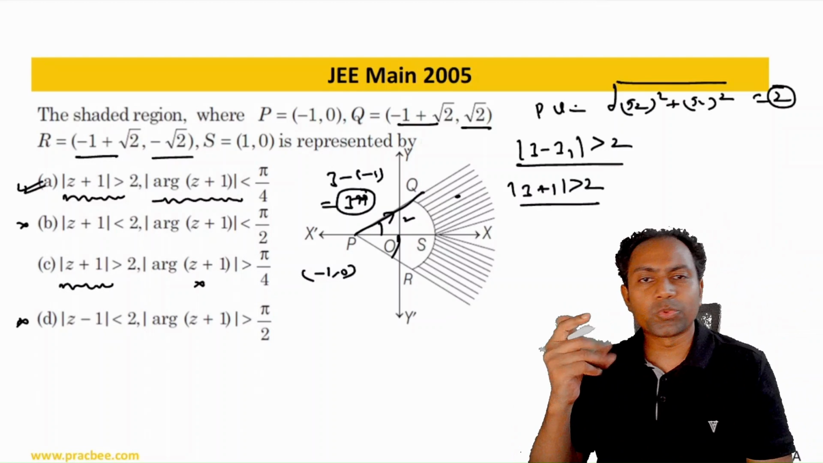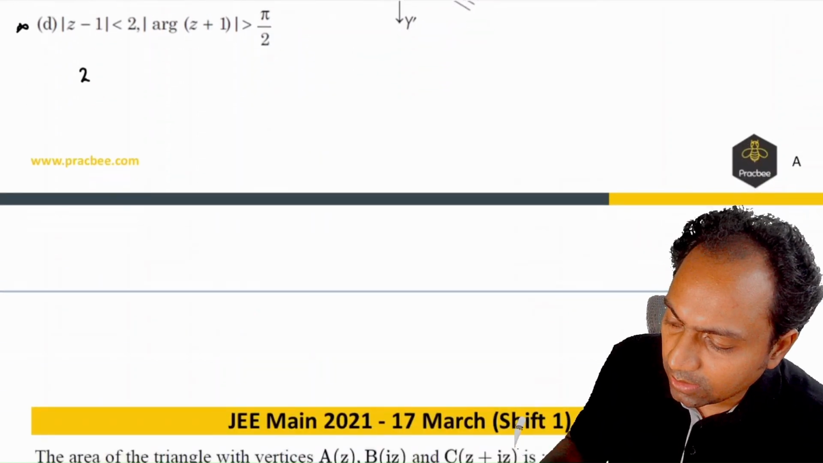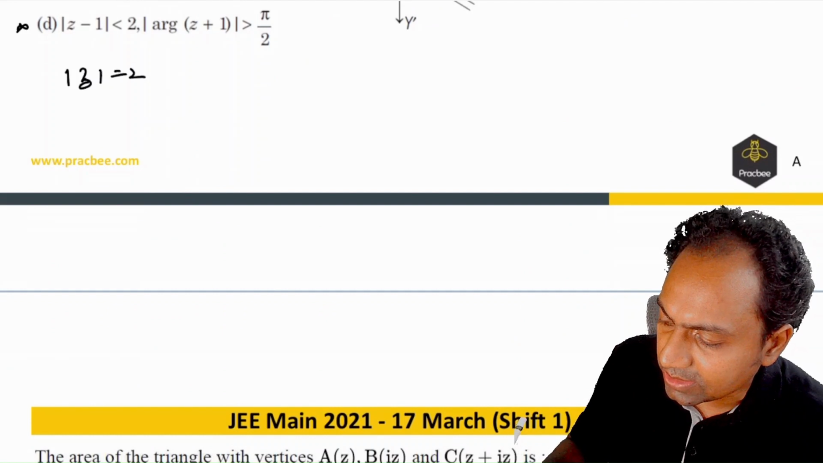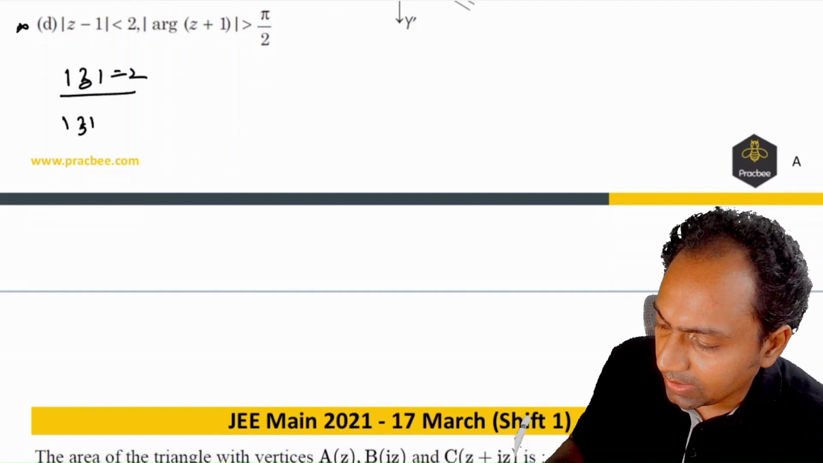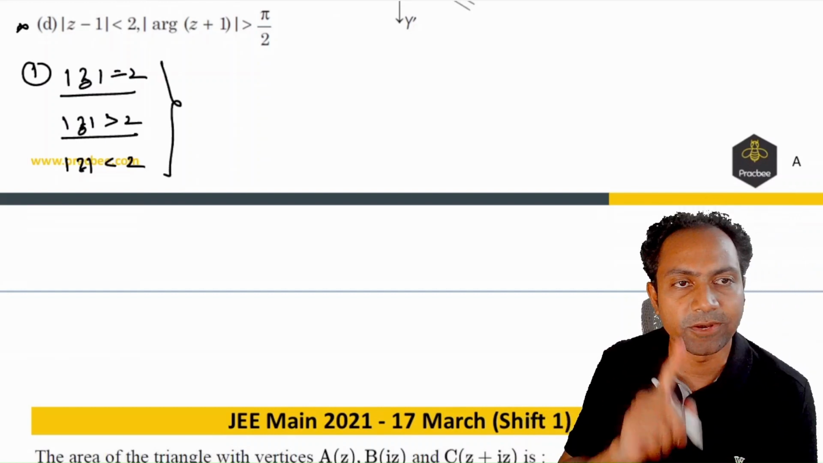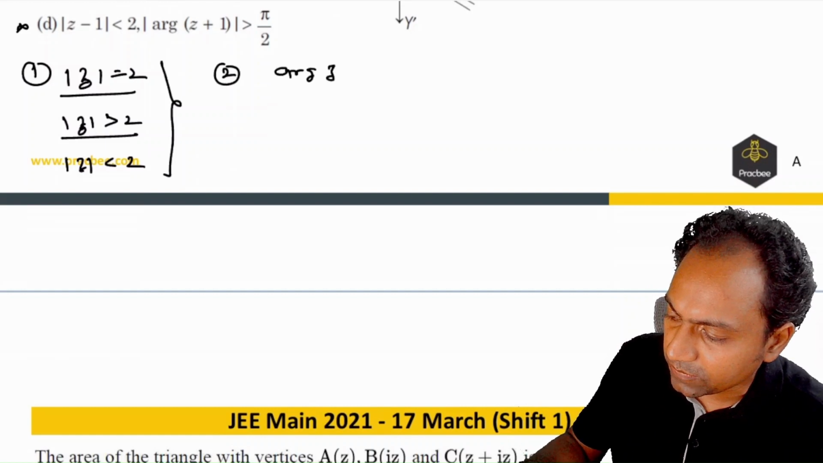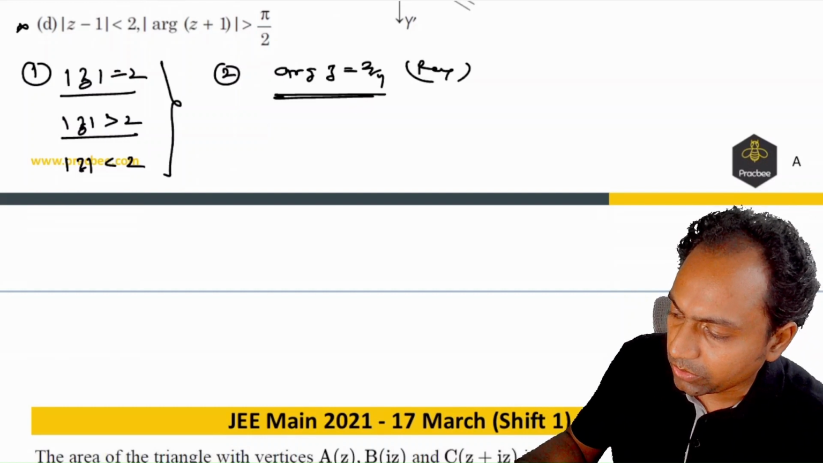So you should have 2-3 ideas for doing such kind of questions. One is the logic of modulus should be clear. What does this mean? This would mean a region outside the circle. This would mean a region inside the circle. These are the first set of ideas that should be clear to you. Second is the argument based ideas. If I'm writing argument of z is equal to pi by 4, it represents a ray. This we already looked into earlier.